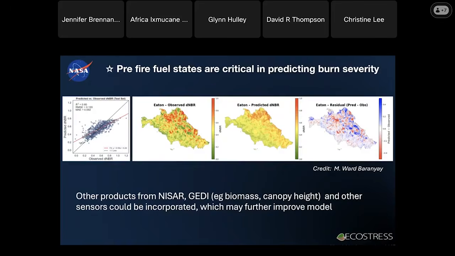So this is work that is being led by Megan Ward, a student at SDSU, along with many others. And so here's a quick example of the produced dNBR maps that leverage both ECOSTRESS and EMIT data. And I wanted to note here that because of the way the random forest model was set up, expanding and building on a multi-mission collaboration, we could consider other vegetation condition products as well that could improve the performance of the dNBR model.